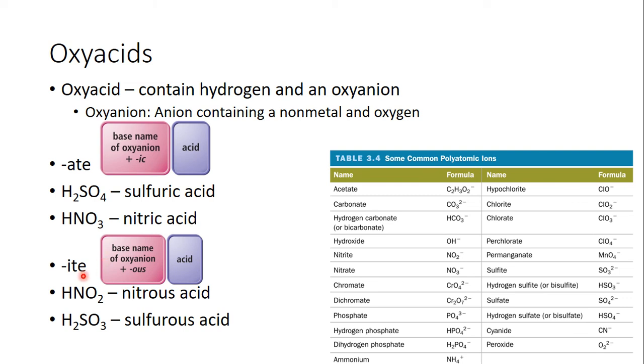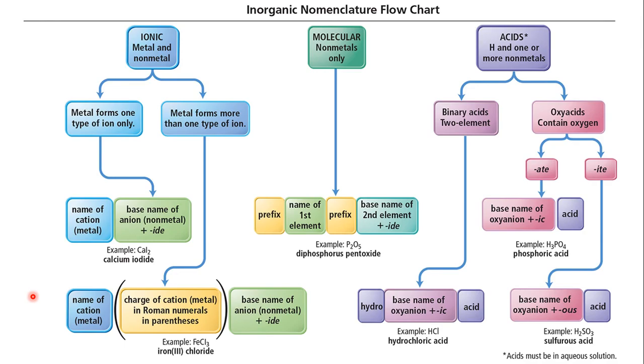Now, if your polyatomic ion ends in ite, such as nitrite, sulfite, then you change the name to ous acid, so nitrous acid or sulfurous acid. And again, all your acids have this hydrogen out in front. And here's the flow chart for all the naming schemes we have covered in the last few videos. In this video, for ionic, metal and nonmetal; molecular, which are nonmetal elements only; and acids, hydrogen plus one or more non-metal. So you're going to want to learn how to use this flow chart, and this will greatly help you in naming all your elements.